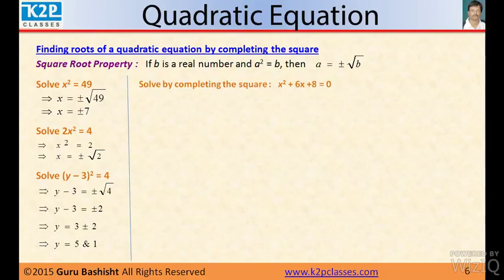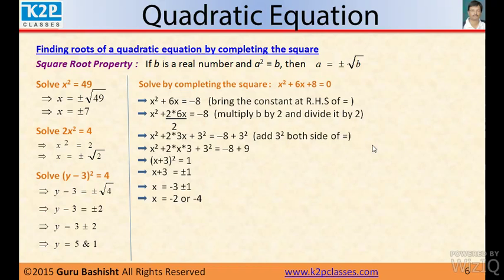Let us consider one quadratic equation, x square plus 6x plus 8 equal to 0. Now, we can write x square plus 6x equal to minus 8. Then, the 6x, the coefficient of x, here multiply by 2 and divide by 2. So after dividing, this term becomes 3. So just add 3 whole square both sides of the equal to sign, because whether you add or subtract something on both sides of the equal to, it doesn't change the equation.